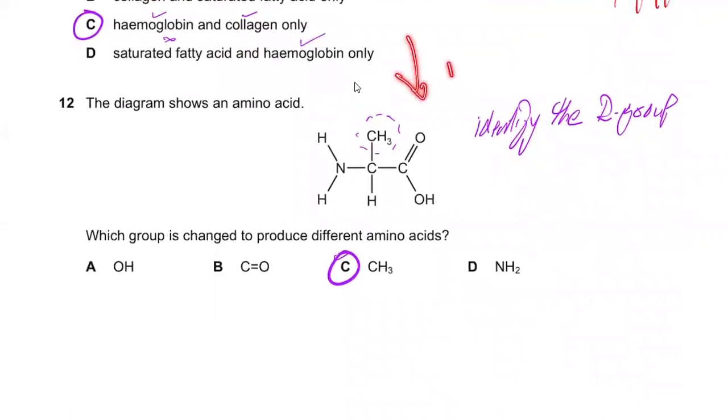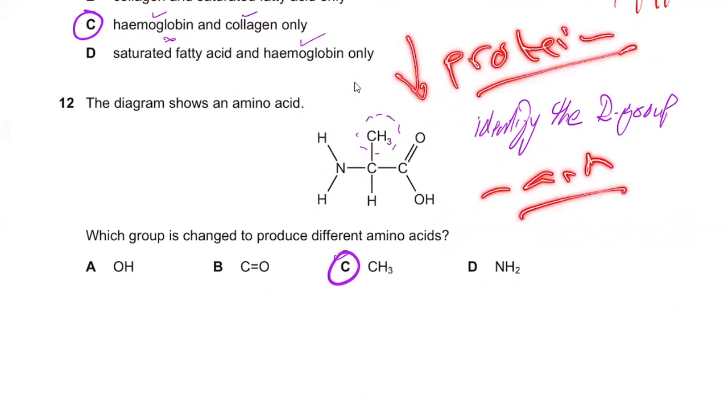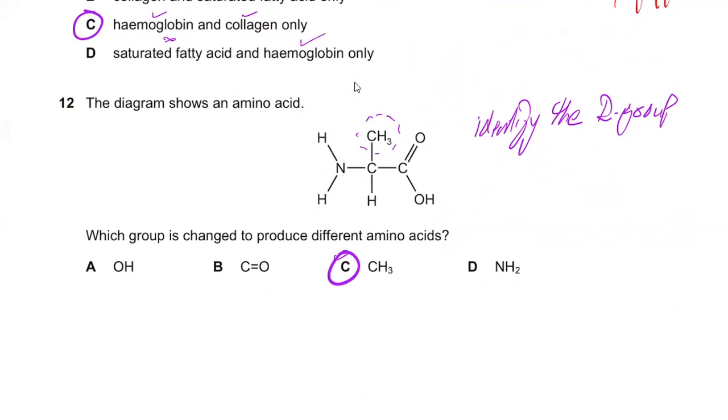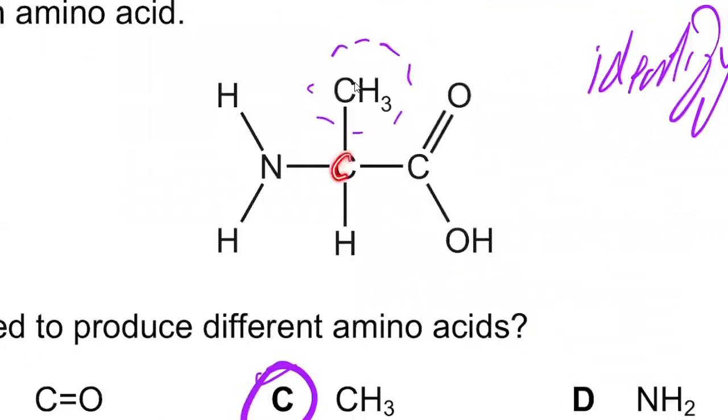Again, there's a question for proteins. So there are 2 questions for proteins here. This one is actually for an amino acid. So the diagram here shows an amino acid. Which group is changed to produce a different amino acid? You have to identify the R group. We identify the R group in such a way that in an amino acid there's always a center carbon.